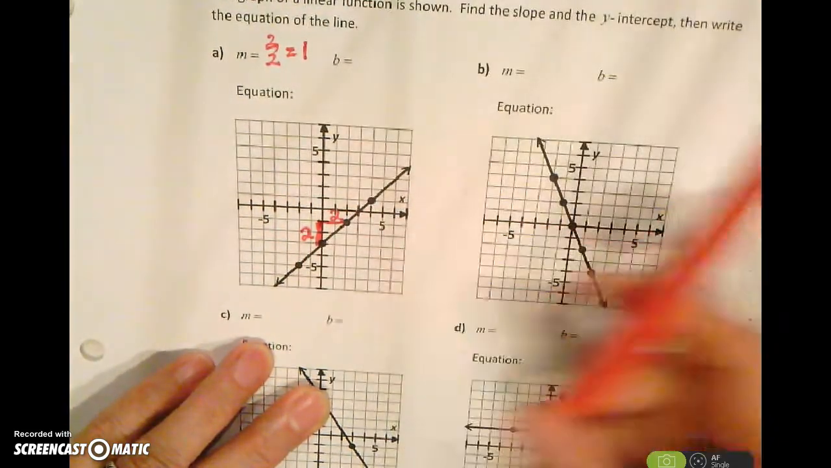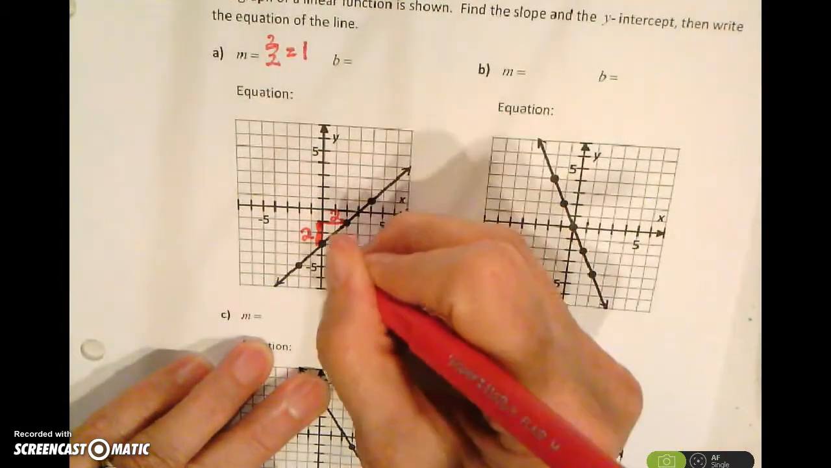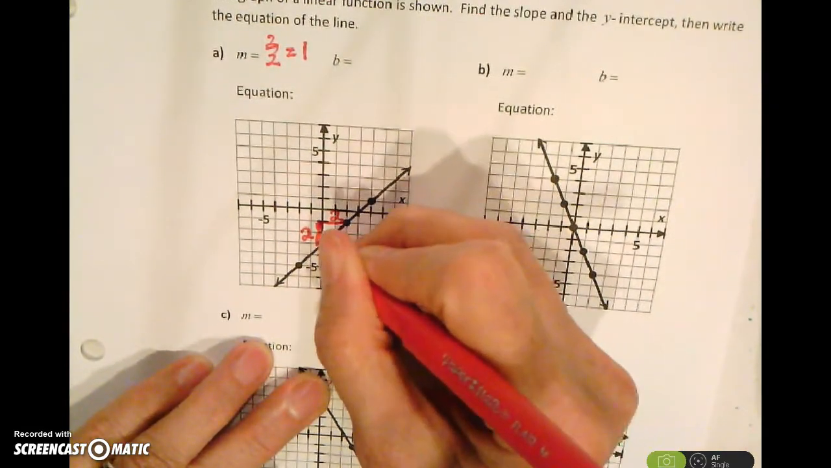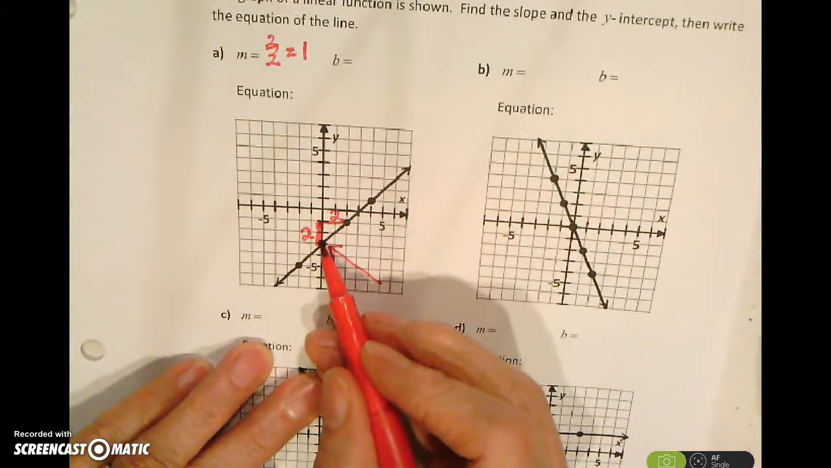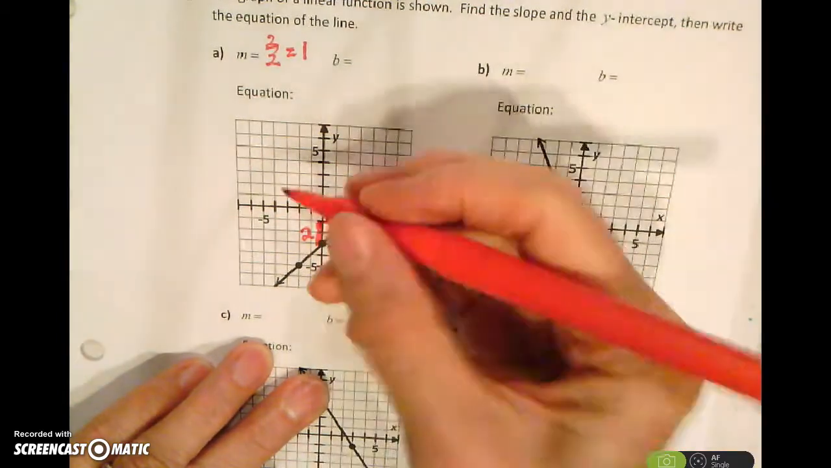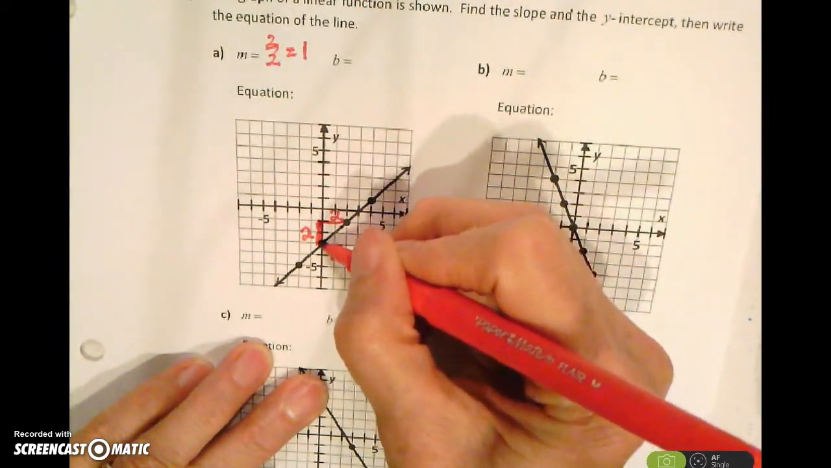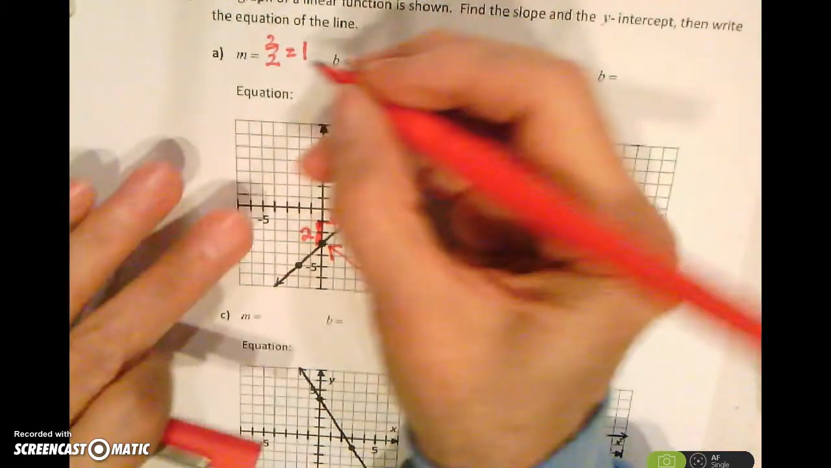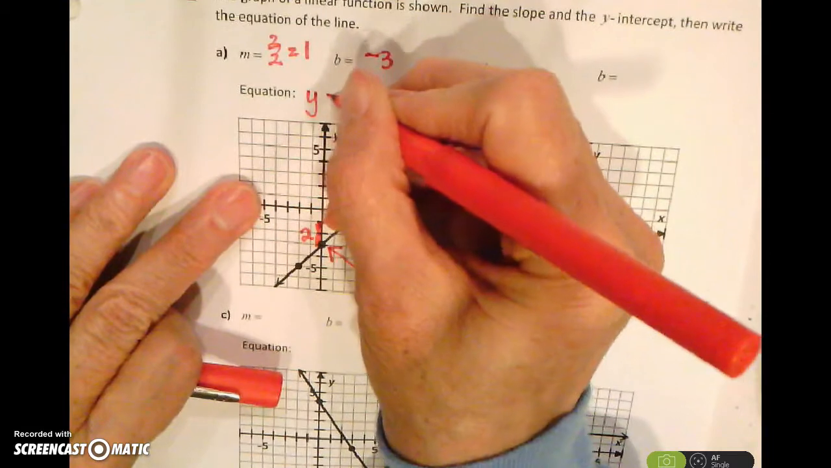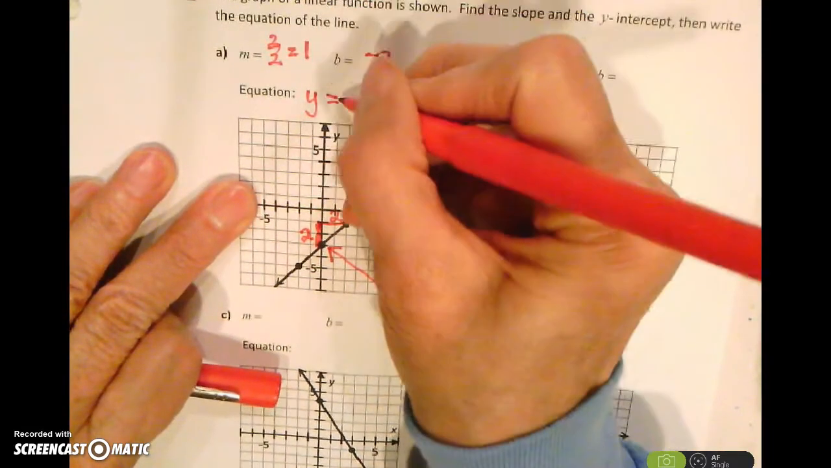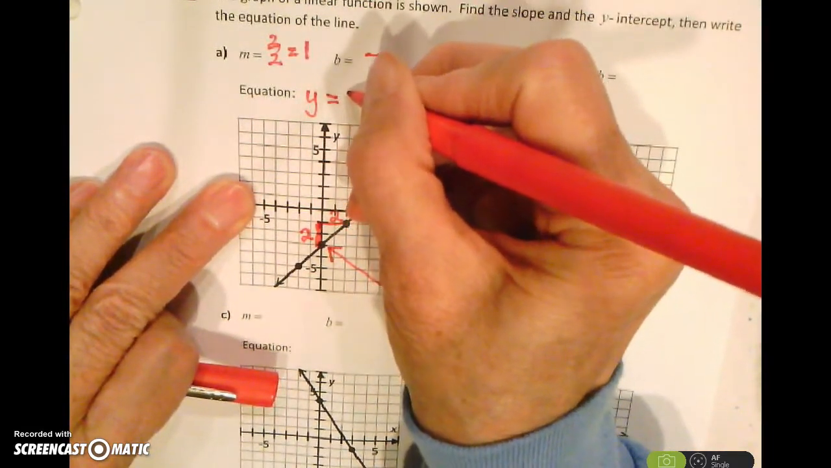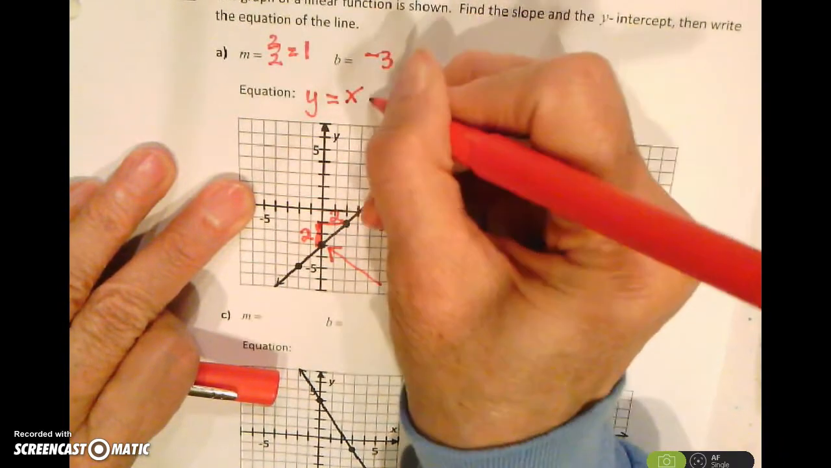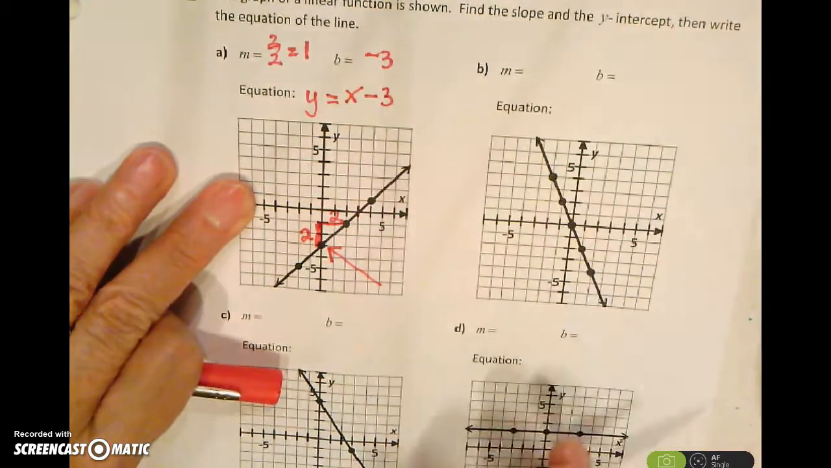B, remember, is the point where it crosses the y-axis. So it's going to cross the y-axis at that point right there. So that is down 1, 2, 3. So it's a negative 3. So B is negative 3. So I have y is equal to the slope, which is 1, which I'm not going to write, x, and then the y-intercept, minus 3.